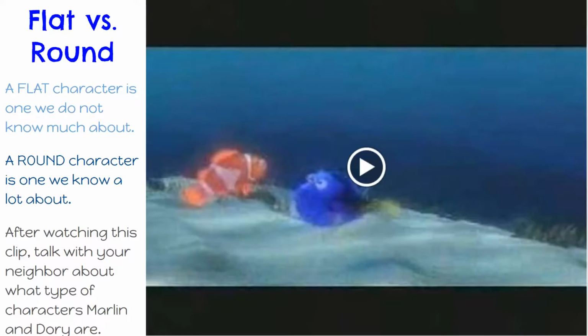Now, for us to understand what those mean, let's check out flat versus round first. So a flat character is one that we do not know very much about. There hasn't been enough information so far about a character for us to truly know who that character is. A round character is one that we know a lot about. The author has given us a lot of details and information about that character. So we are going to practice and test our skills, deciding if we think Marlin and Dory in this clip from Finding Nemo are flat or round.